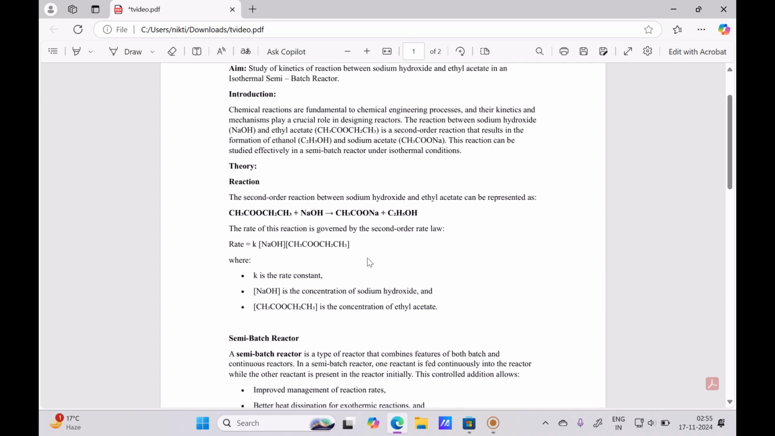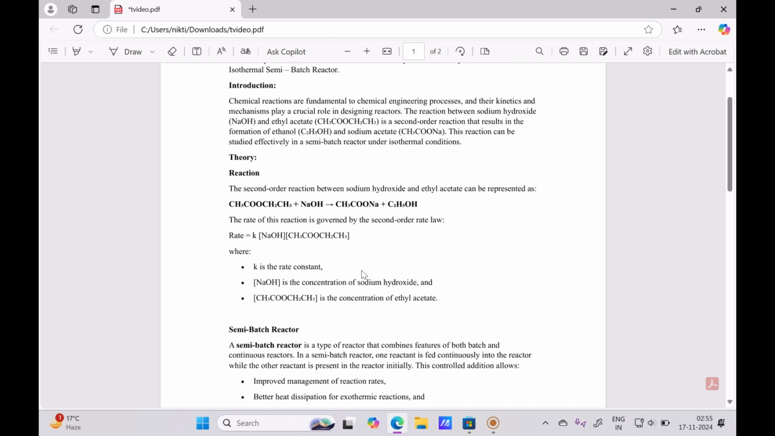Now, this is a second order reaction. It is governed by the second order rate law, which is given by rate equal to k, the rate constant, times the concentration of sodium hydroxide times the concentration of ethyl acetate. Now we will look into the derivation of the performance equation and calculation in the later part of the video.